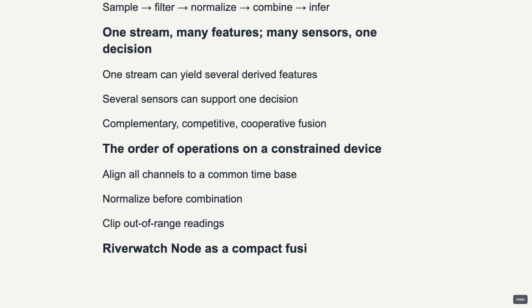A compact example makes the workflow easier to picture. Riverwatch Node shows how a small device can turn raw sensing into a stable local decision by combining features, timing, and environmental context.